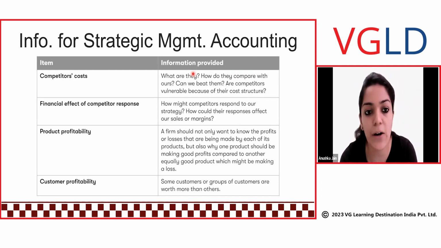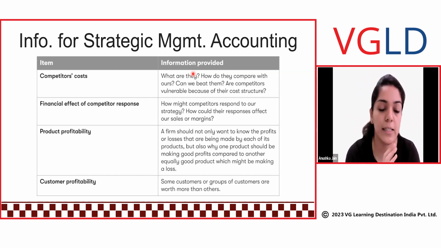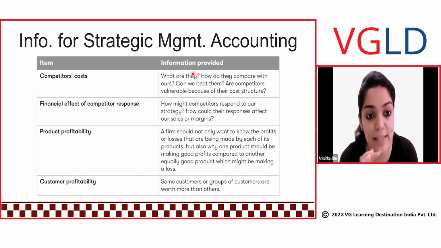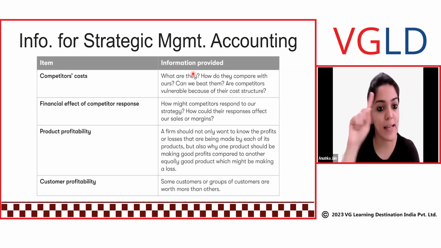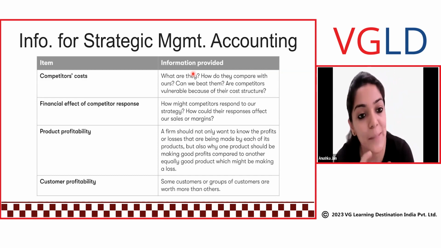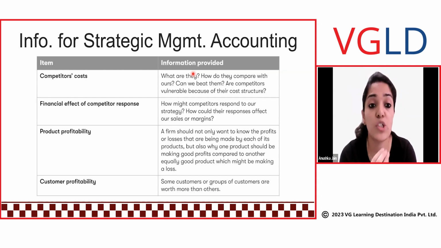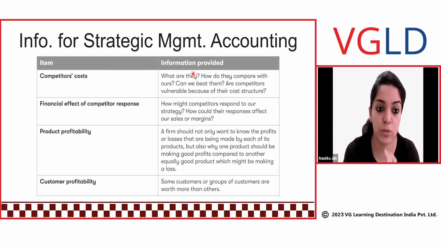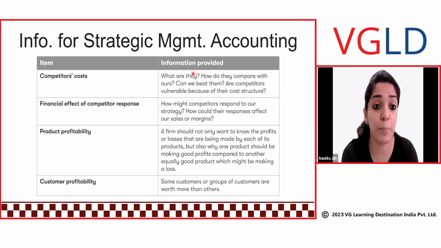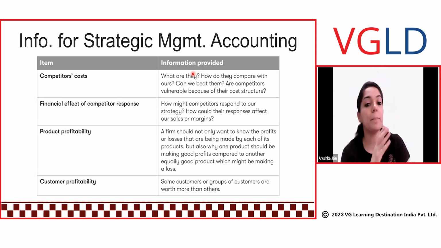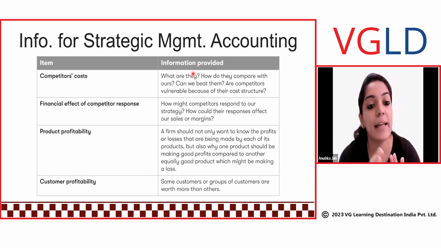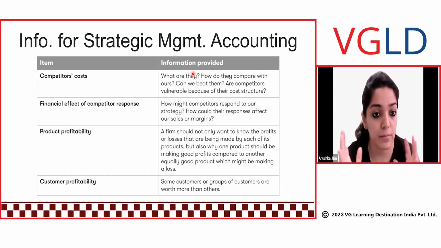Within FMCG also there are a lot of bifurcations, be it the bathing segment, be it the food segment. So they will track the profitability at a product level, not just at the overall company level. What is the profit which this product is generating? What is the shampoo range producing? What is the body wash segment generating? What is the profit? So they will track it at the product level, and then they will compare it with the competitors. So all this broad work happens at the leadership level.